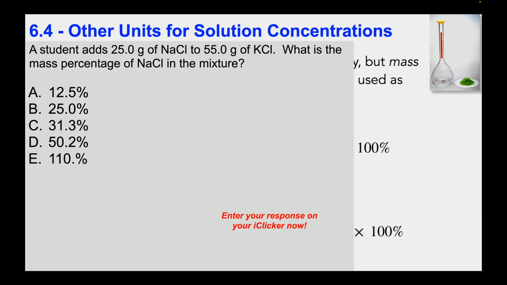In this example, we're adding 25 grams of sodium chloride to 55 grams of KCl. So it's a solid mixture of NaCl and KCl. And the question is, what's the mass percentage of NaCl in the mixture? No problem. In the numerator, you'd have the grams of what you're looking at, sodium chloride, the solute, if you will. We'll divide it by the total mass on the bottom. So 25 plus 55 is what we'll put on the bottom. I think it comes out to be 80. And we'll multiply that fraction, if you will, by 100%.